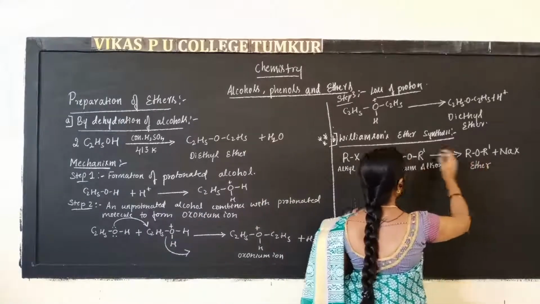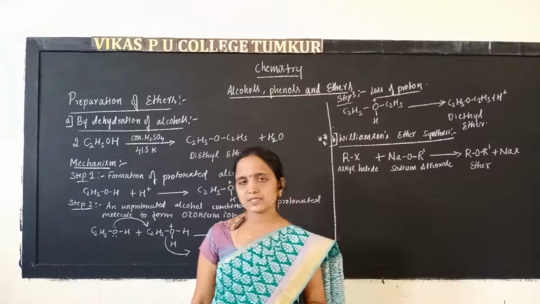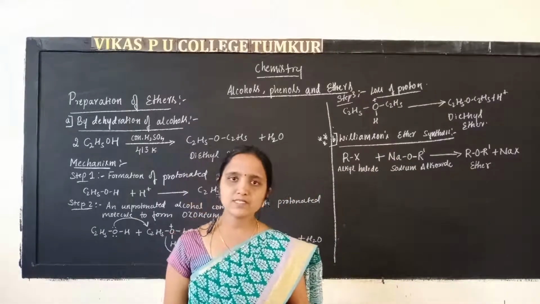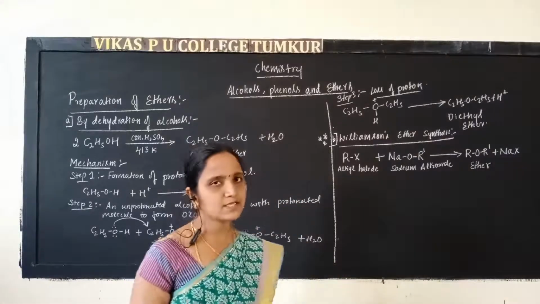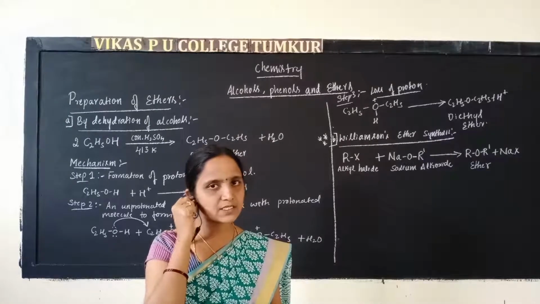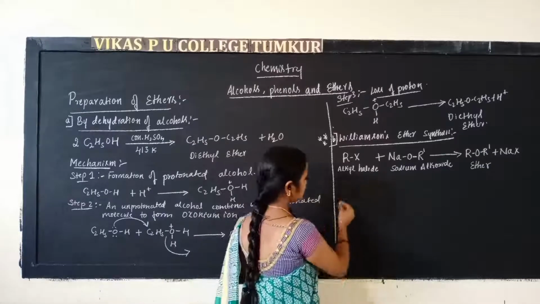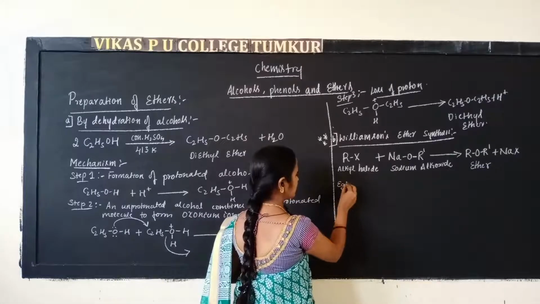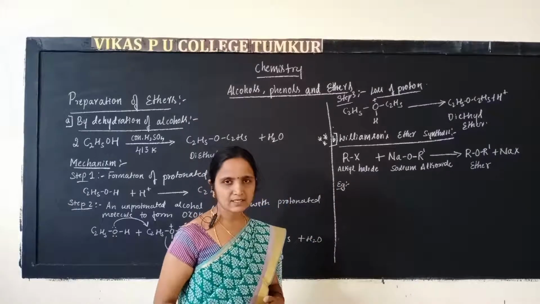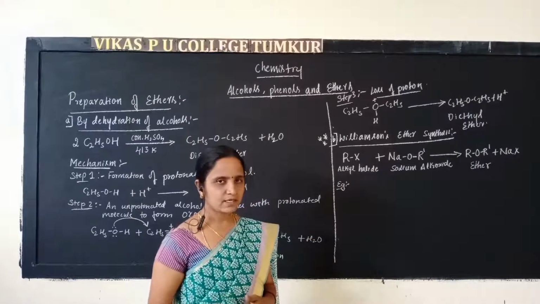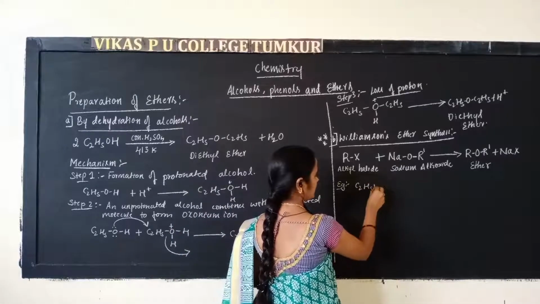In Williamson's ether synthesis, both the symmetrical ethers and the unsymmetrical ethers are going to be prepared using this method. For example, if you take an alkyl halide, you can take ethyl bromide, that is C2H5Br.